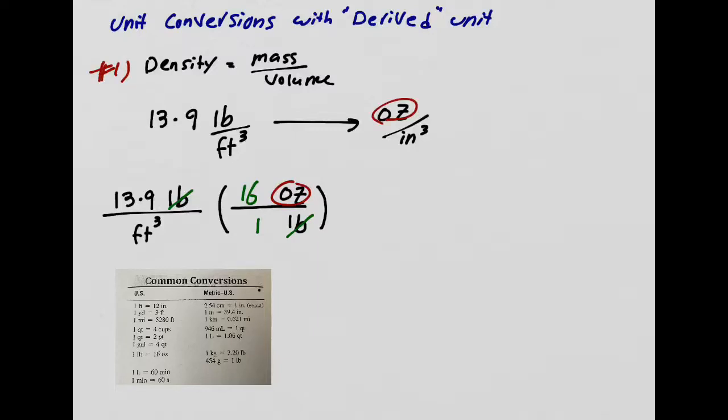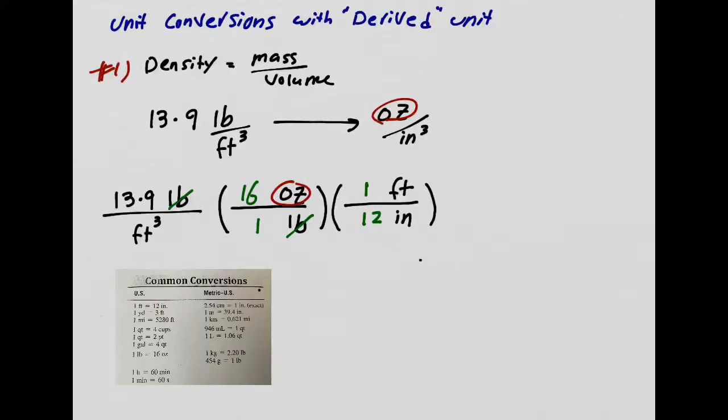Now I do not want feet. I want inches. Where is feet going to go? It's going to go on top so I can cancel out, and the inches go on the bottom. Now look at the table again. What is the conversion between feet and inches? 12 inches is 1 foot. Okay, we're good so far.